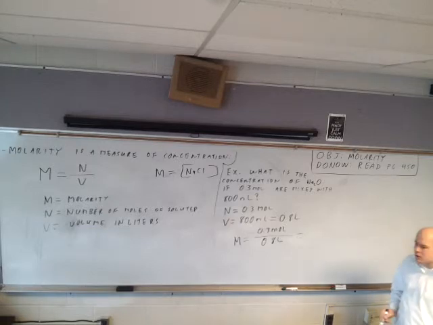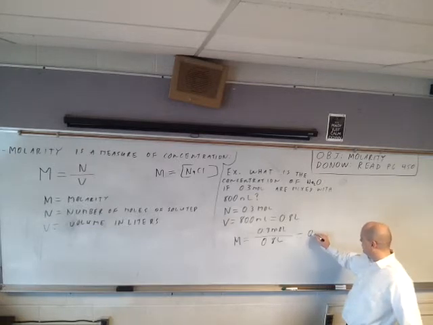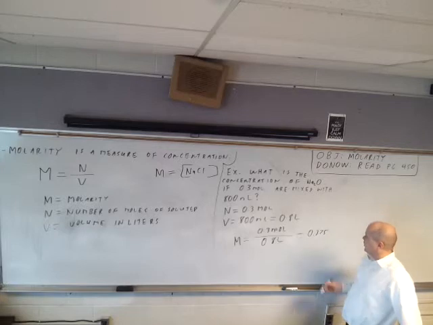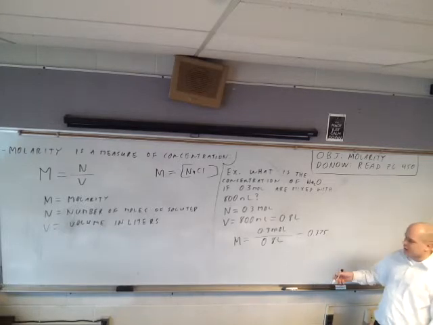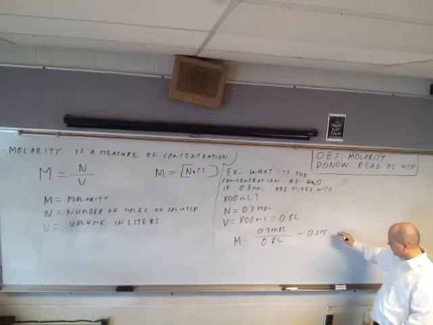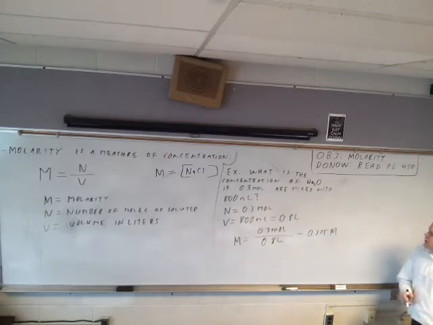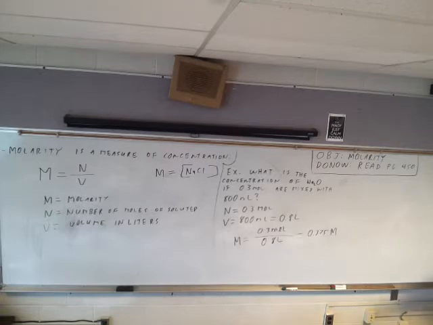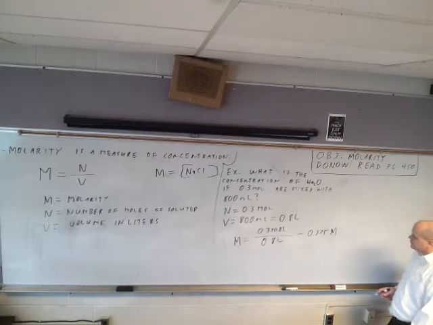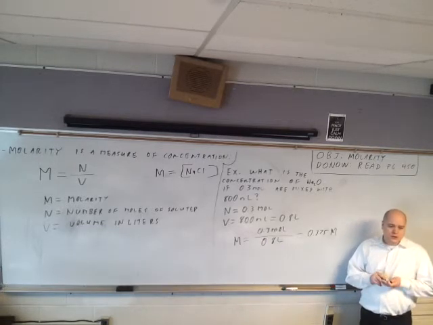Okay, 3 divided by 8, that's like 0.375, right? And for molarity, you can write moles over liters, or you can put a capital M. So the unit actually is the same as the symbol we're using. So capital M always means moles per liter. All right, questions?